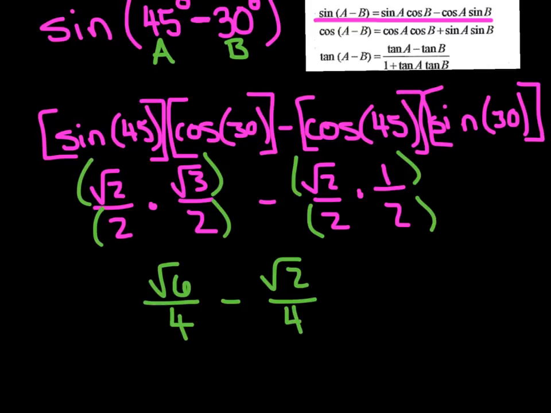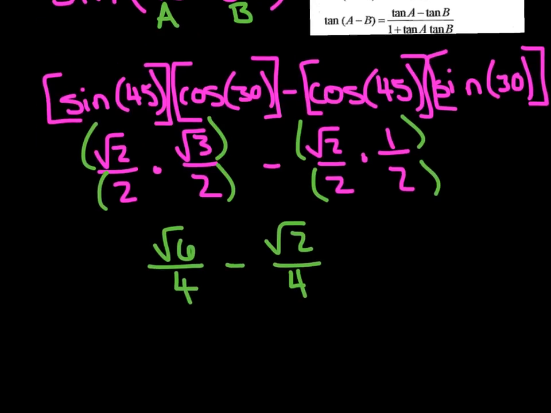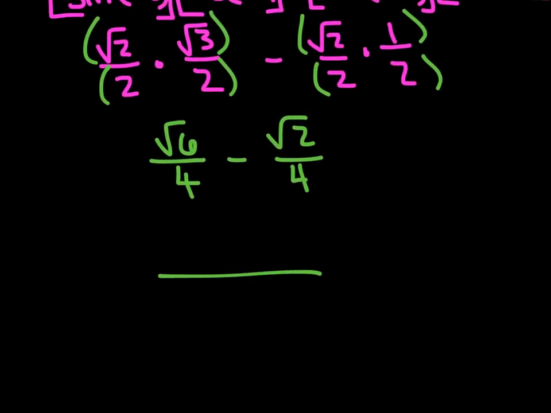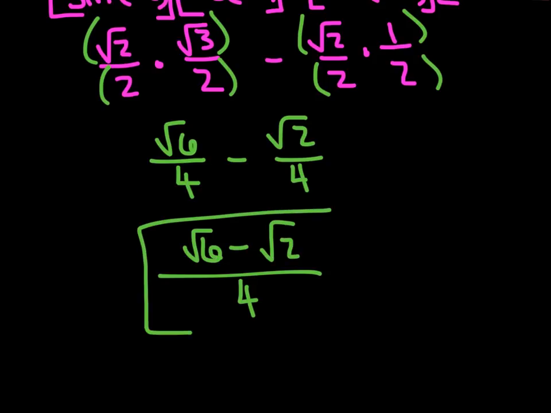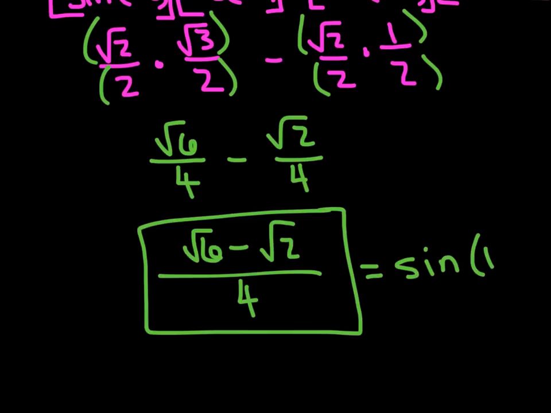Notice we do have common denominators. That is something that should happen every time we do these problems. So we can combine two fractions into one fraction, yet the numerators are not like terms. So although I do have one fraction, it's simply radical 6 minus radical 2 all over 4. That, ladies and gentlemen, is the exact value of the sine of 15 degrees.